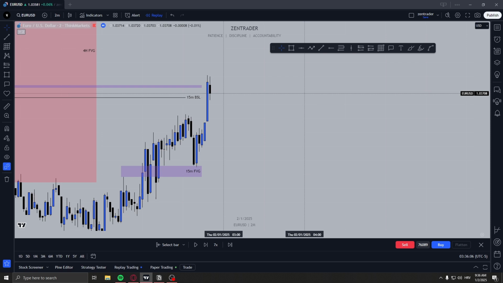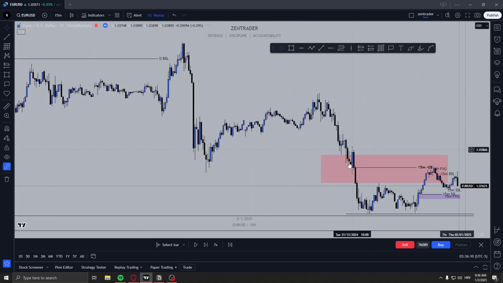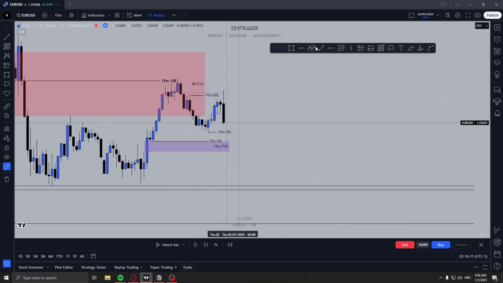Okay, so we have clear drawn liquidity below these. You can see that by going on the 50-minute time frame, you have this low, and right here, this is the 50-minute fair value gap, which would be the target. So why? Because it's in discount of this move up.